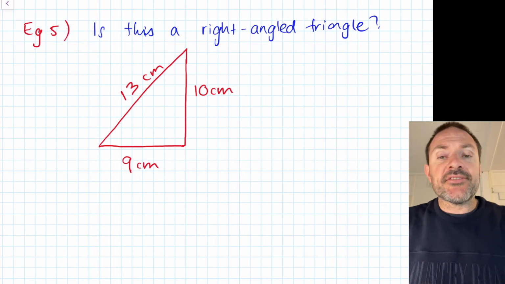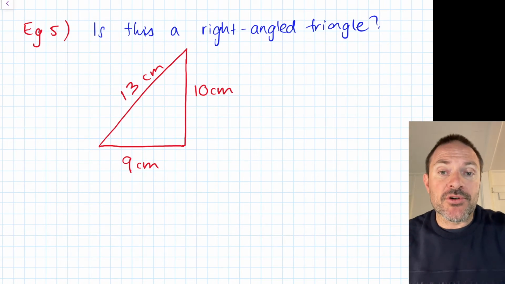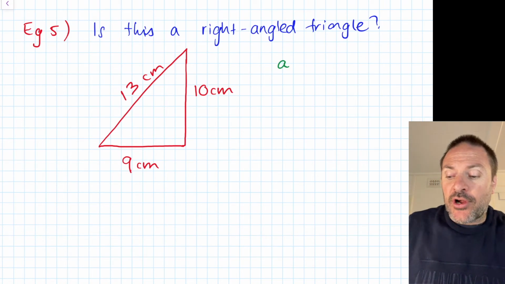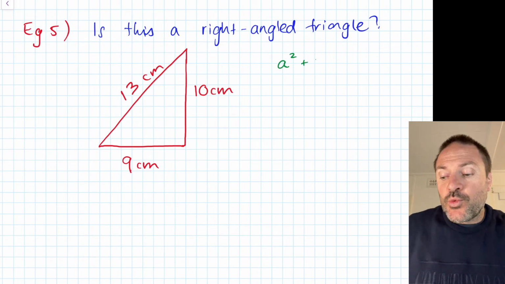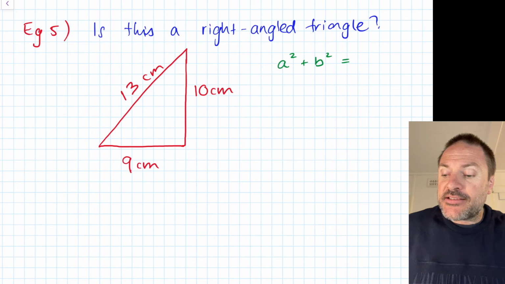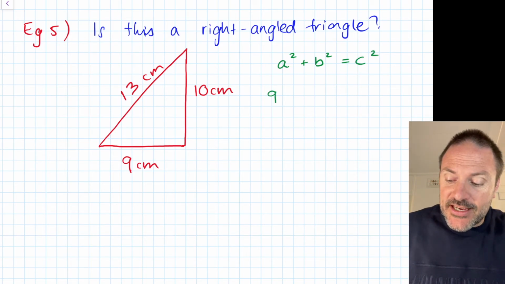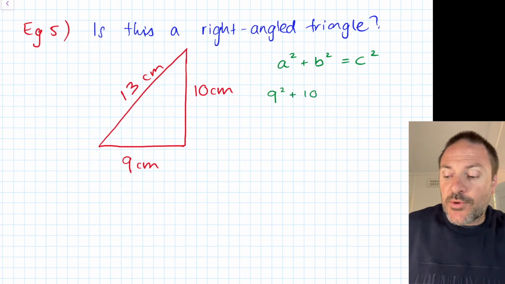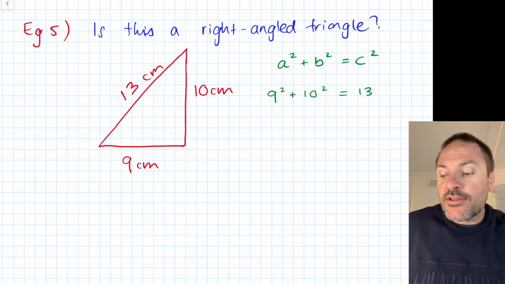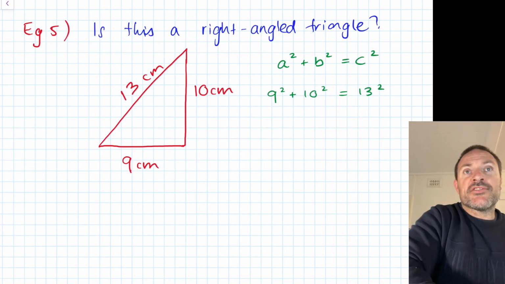Remember, Pythagoras' theorem will only ever work if you have a right angled triangle. If it's a right angled triangle, as we spoke about, if we square the two smaller sides and add them, or sum them, the answer will always equal the hypotenuse squared. So in this case, 9 squared plus 10 squared should in fact equal 13 squared. So on my calculator, I'm going to type in 9 squared plus 10 squared. Hopefully you should know it's 181.